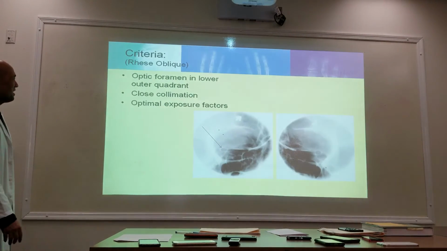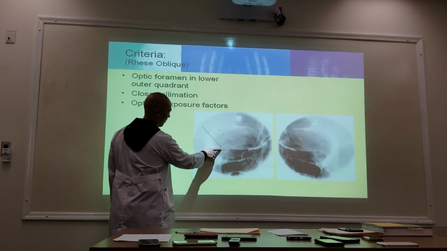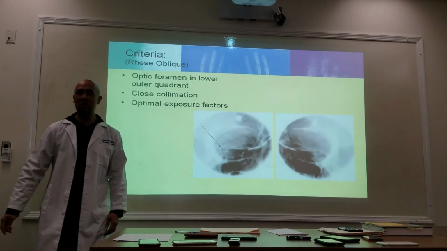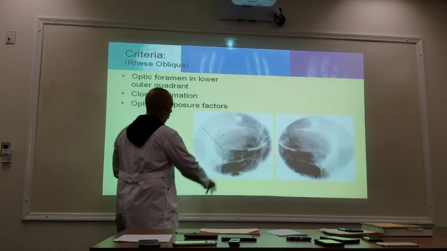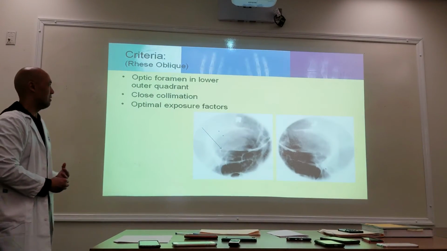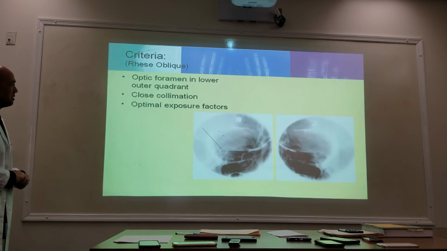All right, so here is a properly positioned Reese, right? So there's your optic foramen. There's your strut. We're going to look at both. So where should the optic foramen be located if the orbit was broken down into quadrants? Lower outer. Okay, lower outer. So we're going to practice this in lab.